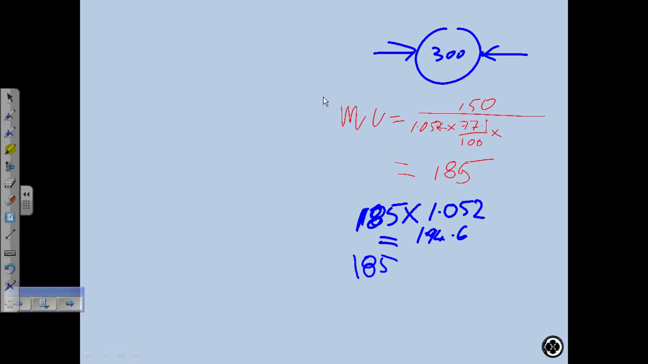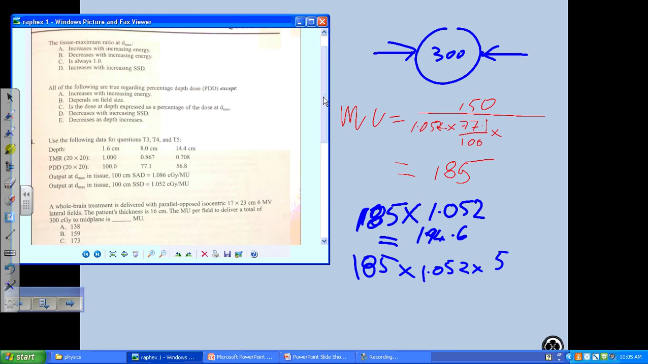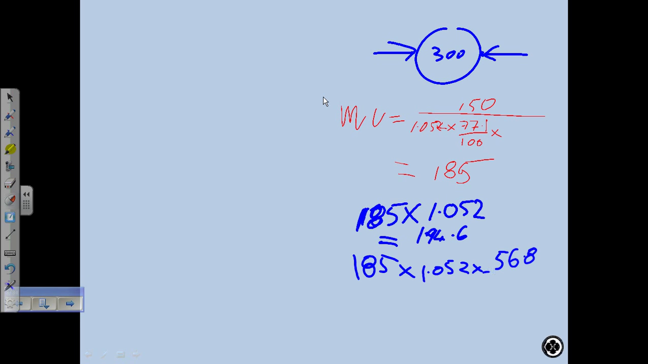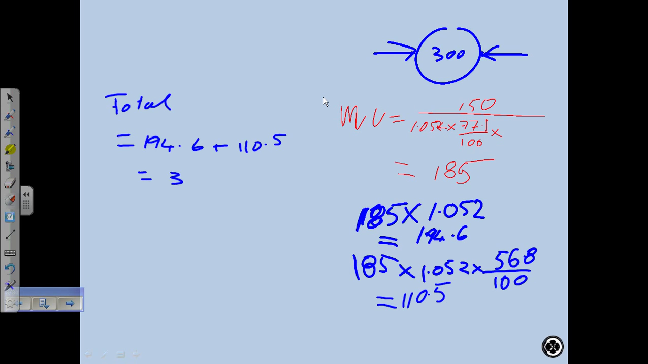So 185 MU times the dose rate first, right? 0.052, times the 0.565. So what does that come to? 110.5. Okay, so the total dose is 305.1.